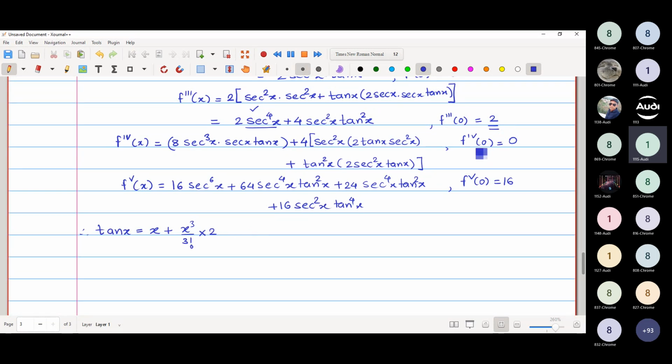4 वाला 0 हो जाएगा. देखो 4 वाला 0 है. फिफ्थ वाला कैसे दिखेगा? x to the power 5 upon 5 factorial into 16. And so on.